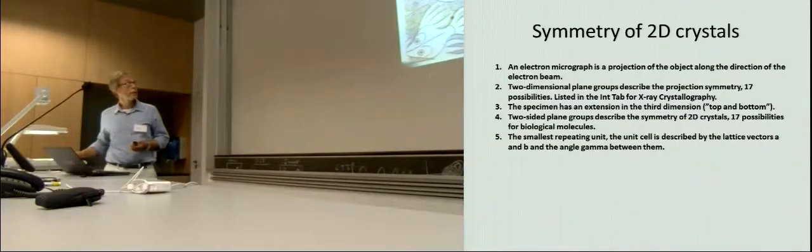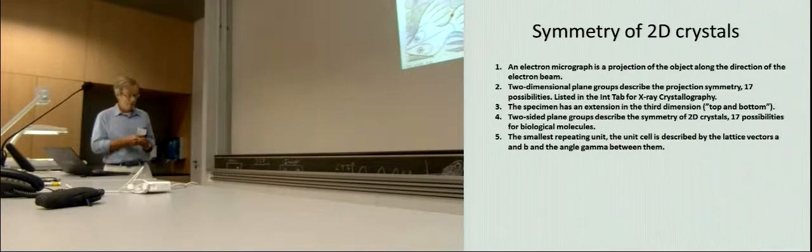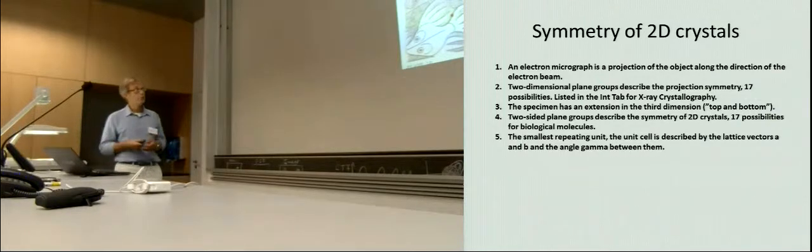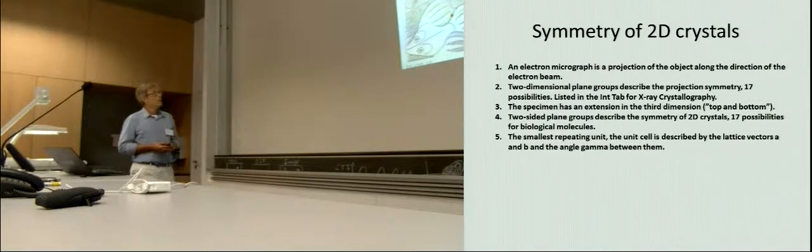So this is the unit cell, and now you can see that the lattice points are positioned here in the center of the unit cell. So if you sit here on a lattice point and look around, it will look exactly the same as if you sit here or here, right? So that's the property of the crystal. And the unit cell is defined by A and B and the angle between them.